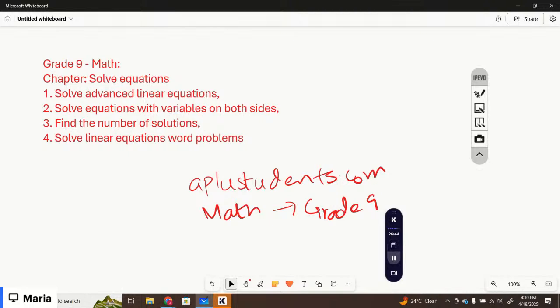We are going to start with the chapter solve equations. The lessons we are going to cover today are solve advanced linear equations, solve equations with variables on both sides, find the number of solutions, and solve linear equations word problems. So please make sure you have your notebook and pencil so that you can note down the important examples and definitions as well.